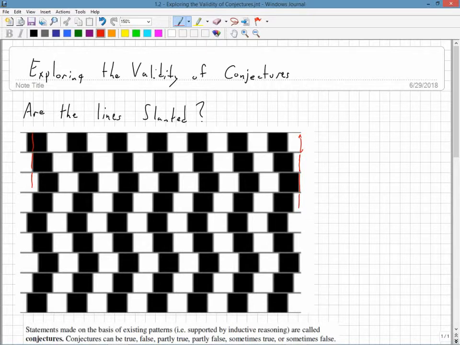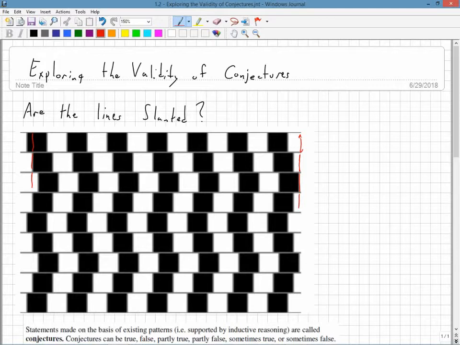If it's the same length at the beginning and the end, this is one way that you could do it, then I can maybe make a conjecture that all the lines are parallel. And that might be a more valid statement. Again, it's a conjecture based on evidence.